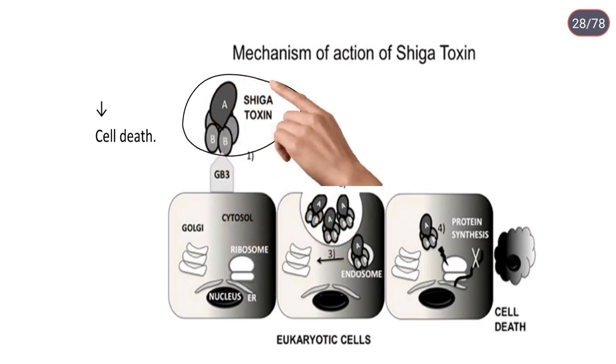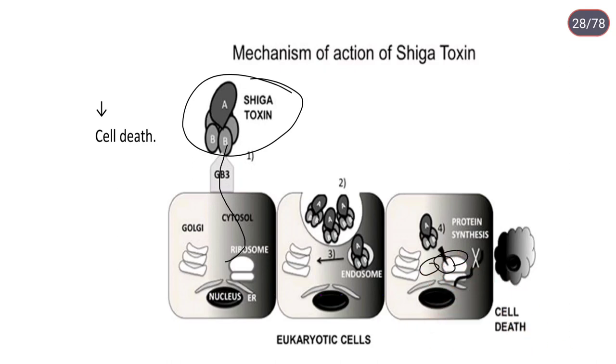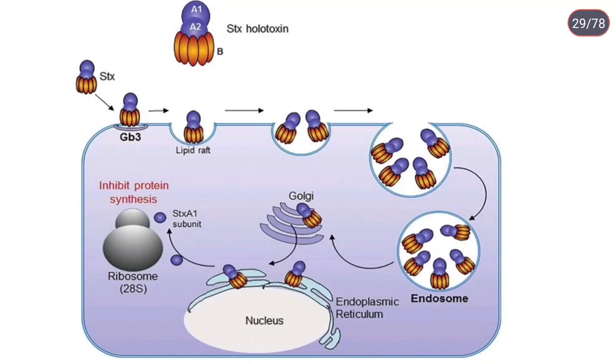This is the Shigatoxin, enters by GB3 into the trans-Golgi network and then the endoplasmic reticulum. Then from the rRNA, it cleaves the adenine nucleobase, which causes the inhibition of protein synthesis and ultimately leads to cell death. This is the same mechanism again shown in a different picture.